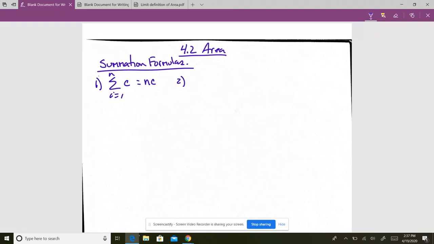The second one is a famous one. The sum from 1 to n of i will be n(n plus 1) over 2. And if you want, you can look up Gauss. His teacher asked him to add up all the numbers between 1 and 100, and he did it very quickly, in less than a minute, using this formula when he was in grammar school.